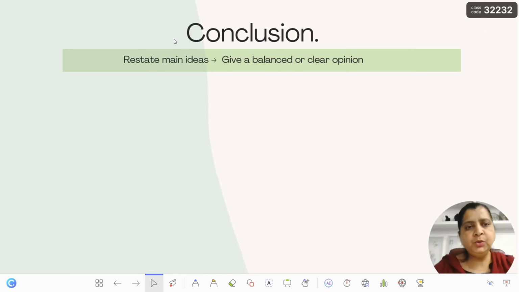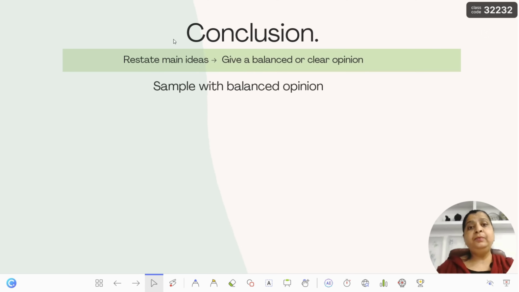And finally, the conclusion. You have to restate the main ideas. Main ideas means the summary of the advantage paragraph and the summary of the disadvantage paragraph. You have to summarize that, and then you have to give a balanced or clear opinion. You have the liberty of concluding with your opinion. It can be balanced or it can be a clear one-sided opinion. Let us see a sample of a balanced opinion.